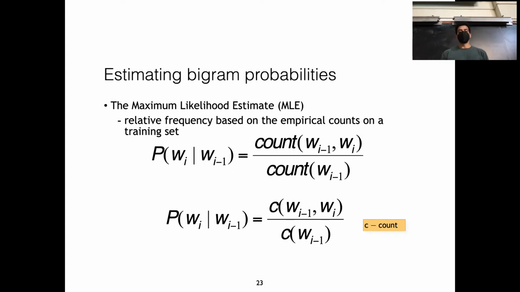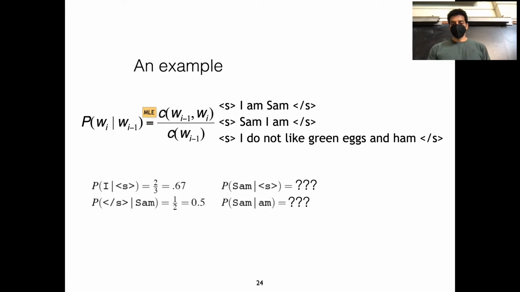For example, this was also in your reading, but let's say I have just a corpus of 3 sentences: I am Sam, Sam I am, I do not like green eggs and ham. You also see we have these special symbols. This <s> at the beginning indicates the start of a sentence, and this </s> indicates the end of a sentence. So we have these two special symbols, and then we have these 3 sentences.